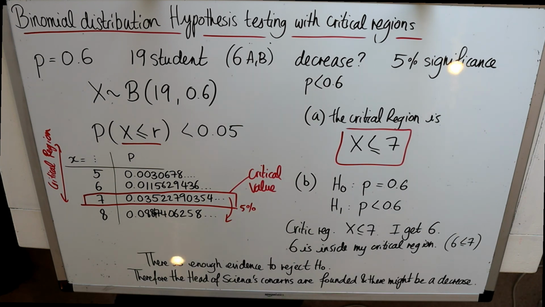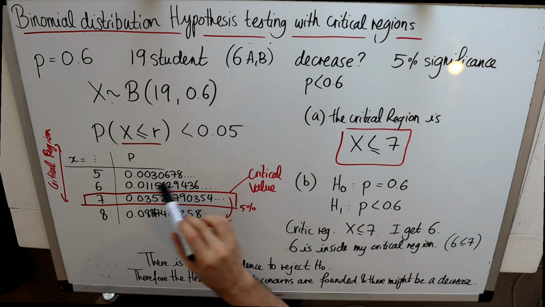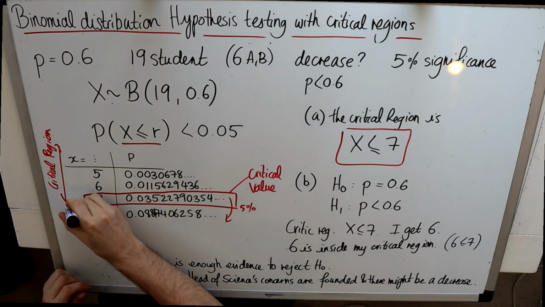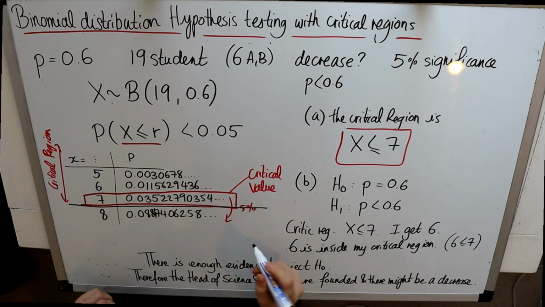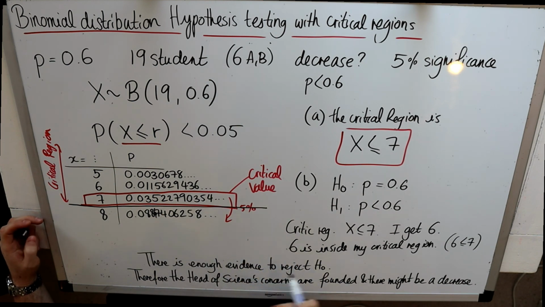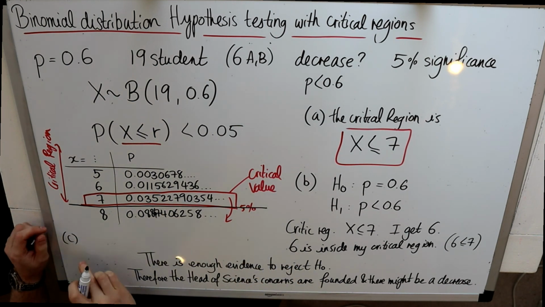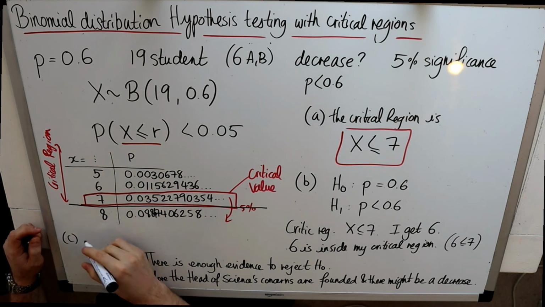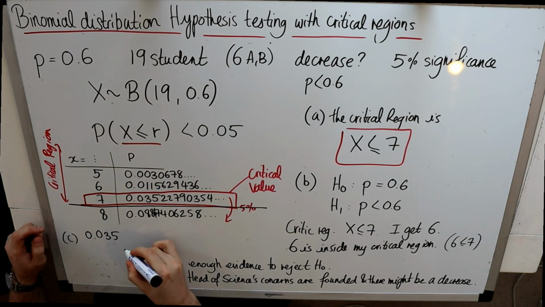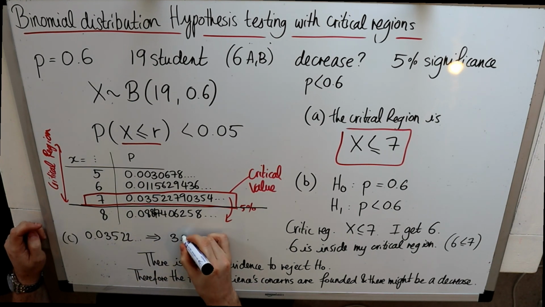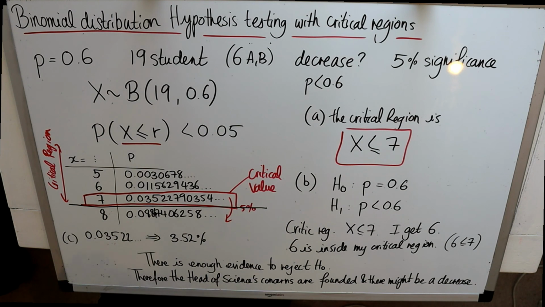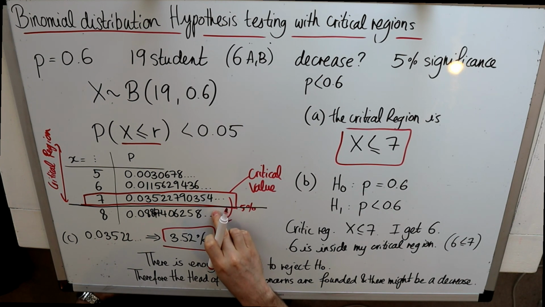The last question that they ask is to find the actual level of significance. And with a one-tailed test, this is actually very straightforward. Essentially what it's saying is, I'm saying 5% significance, but nothing in my actual values is exactly 5%. The smallest value that crosses the 5% is actually 0.0352. So to 3 significant figures, if I want to answer question C, the actual level of significance is 0.03522..., 3.52%. That right there is the actual level of significance, because there's nothing between that and the first value that actually crosses over the 5%.